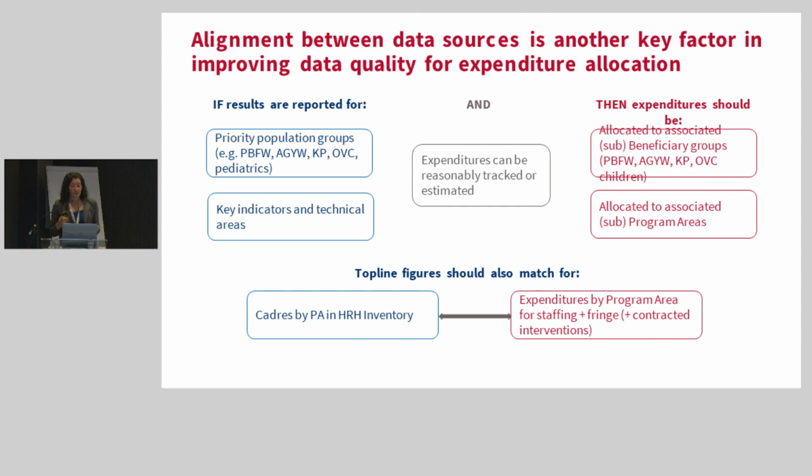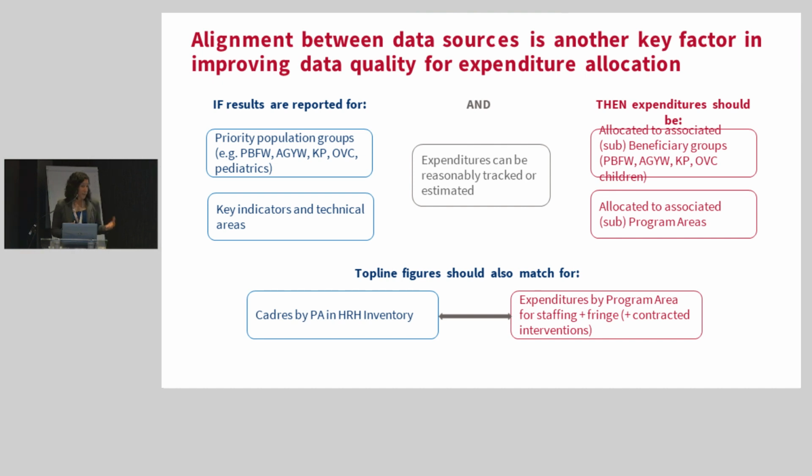In addition to those types of consideration where we're thinking about program priorities, another key factor in considering data quality for expenditure data is ensuring we have alignment between our data sources. We want to keep in mind the ability to reasonably track or estimate any disaggregation of resources always, because that helps with our data quality. But where feasible, if an IP has results reported for priority populations, especially if they're targeted activities, then there should be corresponding reflections of expenditures with allocation to the appropriate beneficiary group.